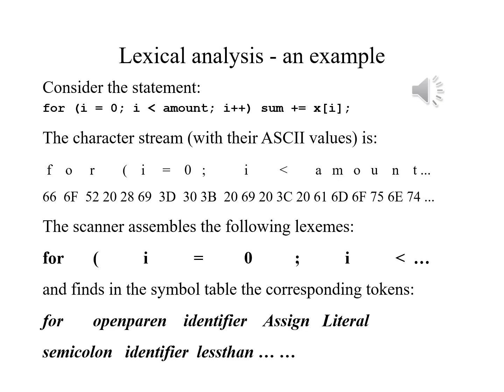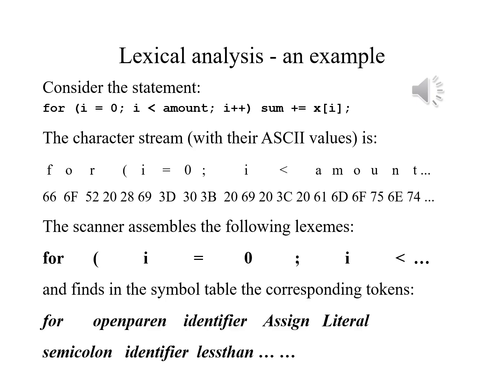Let's take a look at another example. Here you can see that we have the statement for I equals 0, I is less than amount, I plus plus, and in that case we will add x sub I to the sum. Now let's take a look at the stream of characters that we have for this. And you'll see also below it the ASCII codes for these characters. F, O, R, and blank. That tells us that the first word is for.